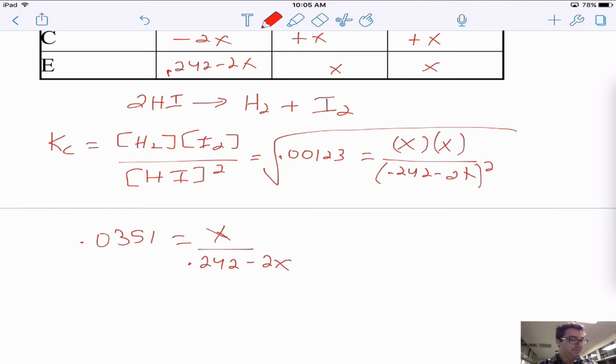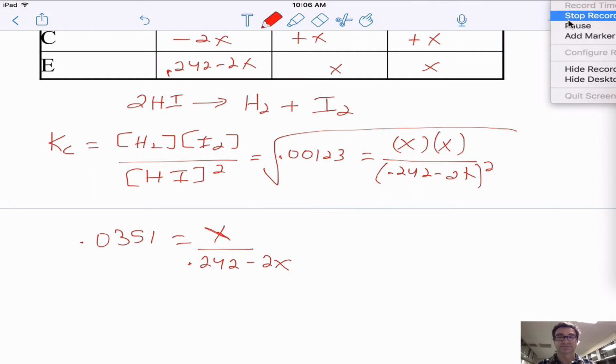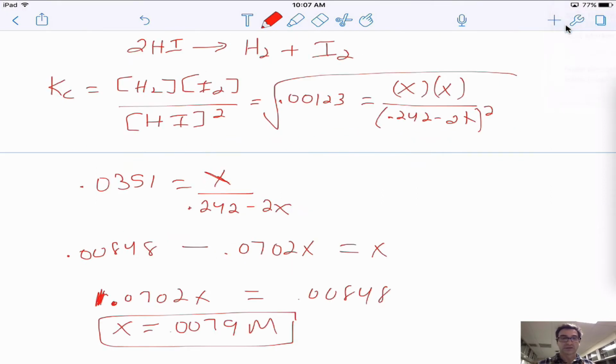So now I have this set up here. And then when I solve for x, I can do all the math out and I'll get my values for x and I'll plug it back in. If I pause the video now and I go ahead and do that, let's see what we get for this. So now that you can see I solved for this and didn't bore you with doing it, what I get is that my x is equal to 0.0079 molar.